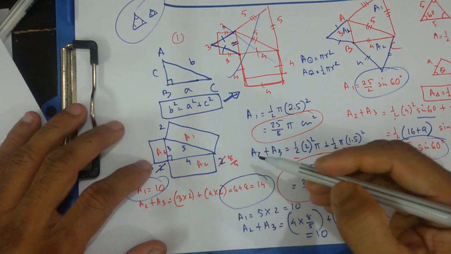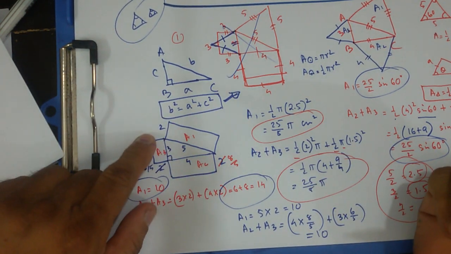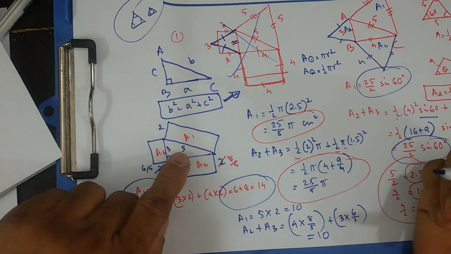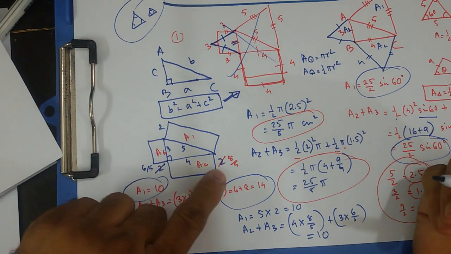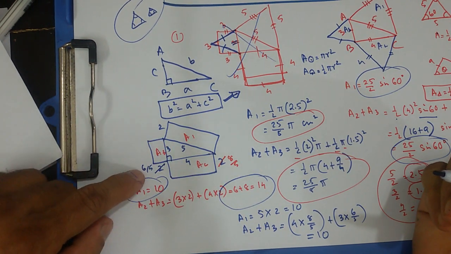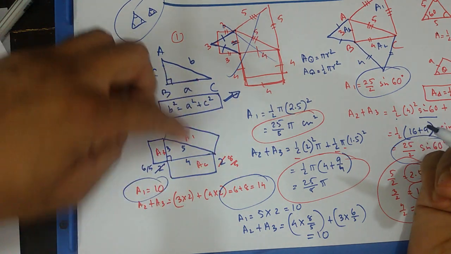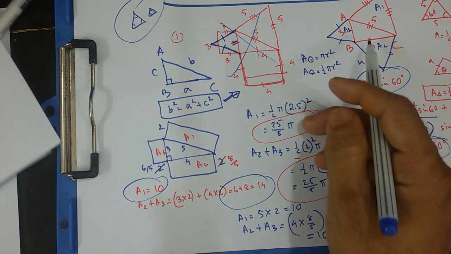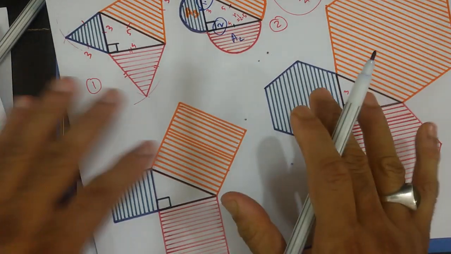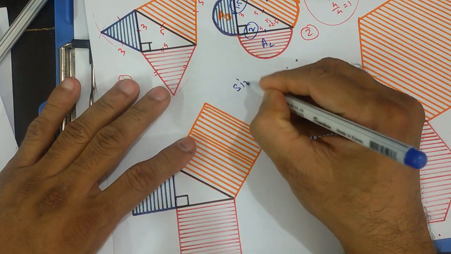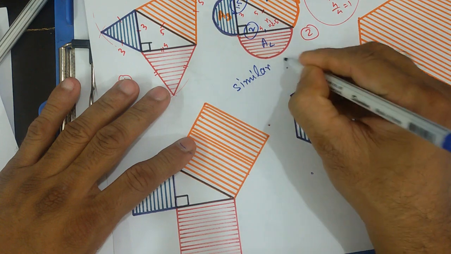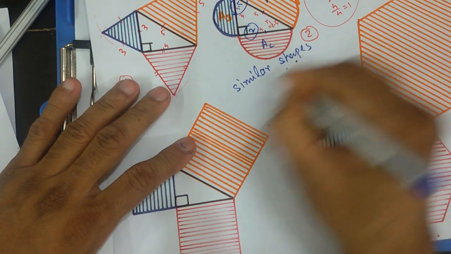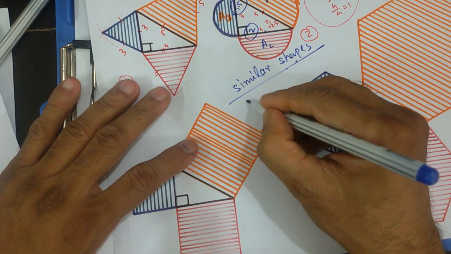But if it's not similar, like the example I have given, the dimension was 5 times 2, the dimension was 4 times 2, and the dimension was 3 times 2. These were not similar shapes, so it didn't work. The Pythagoras theorem didn't work for that. But as long as you have similar shapes, or you can say regular polygons, it works.